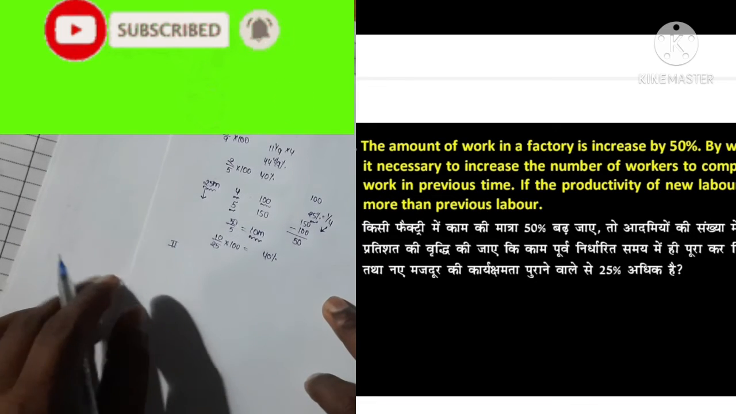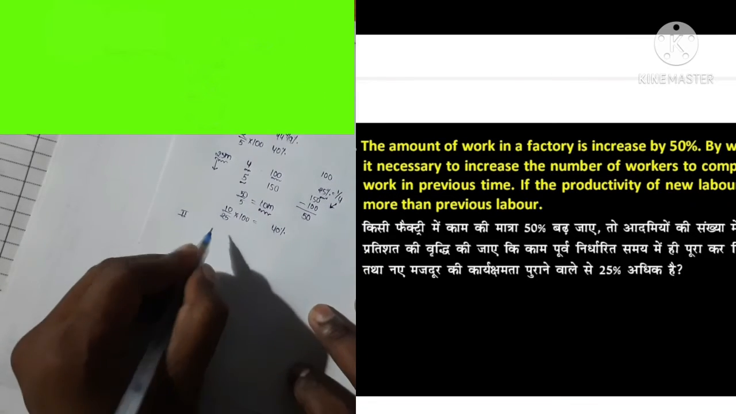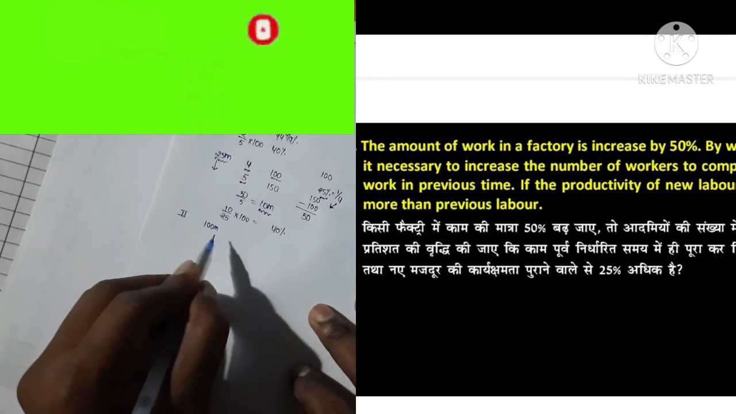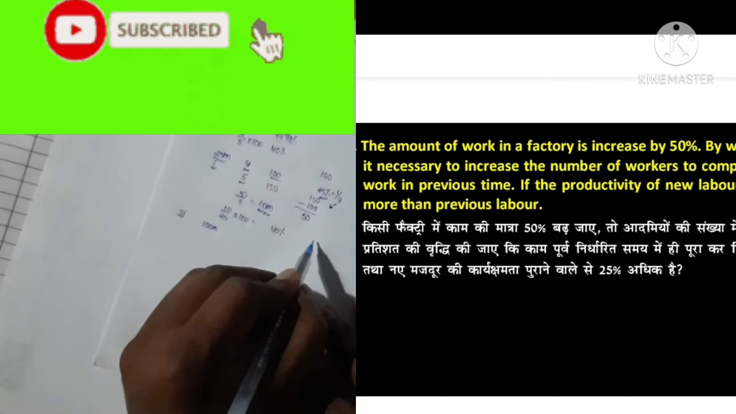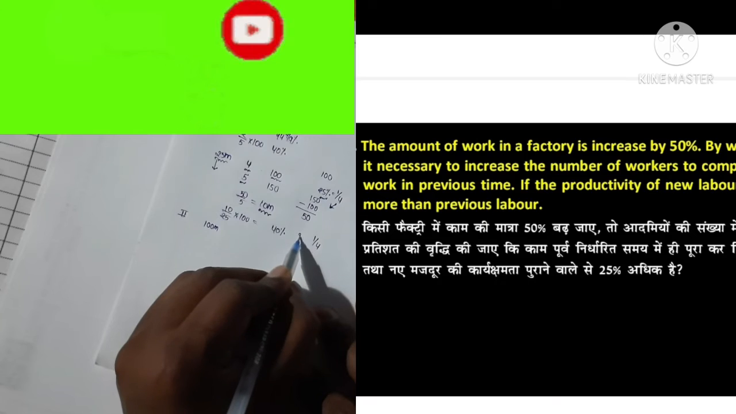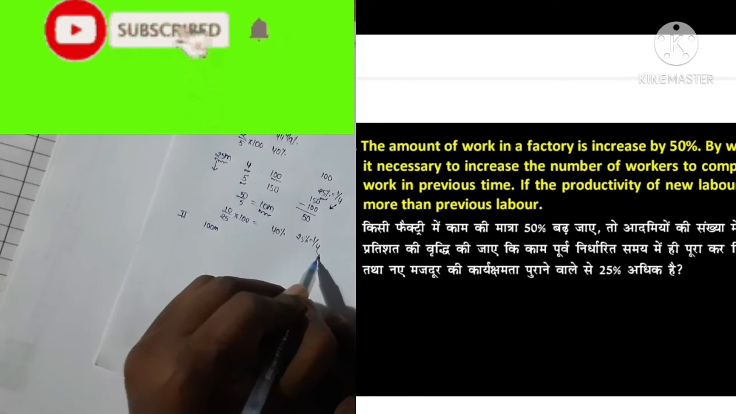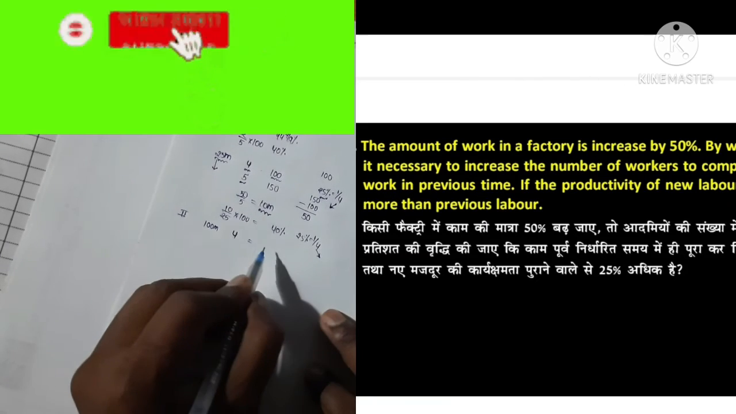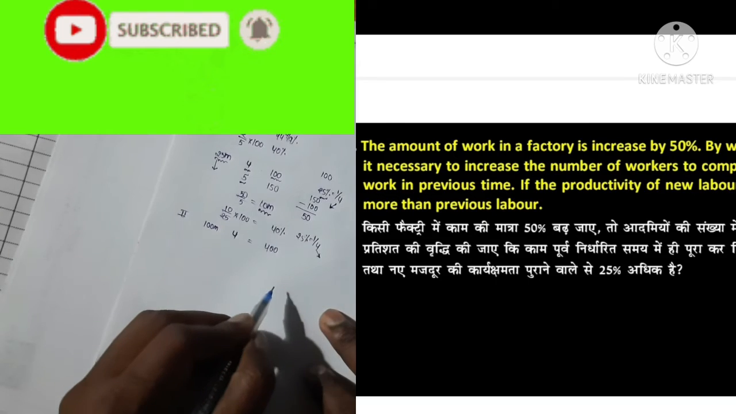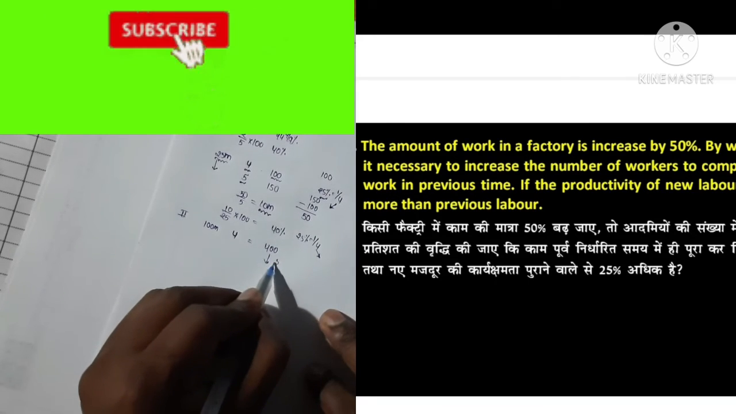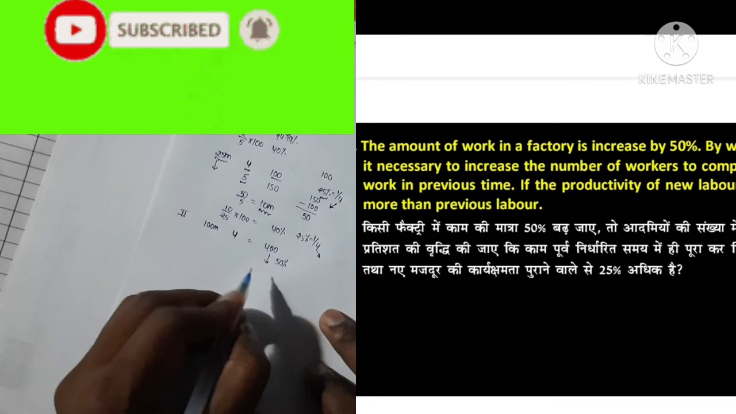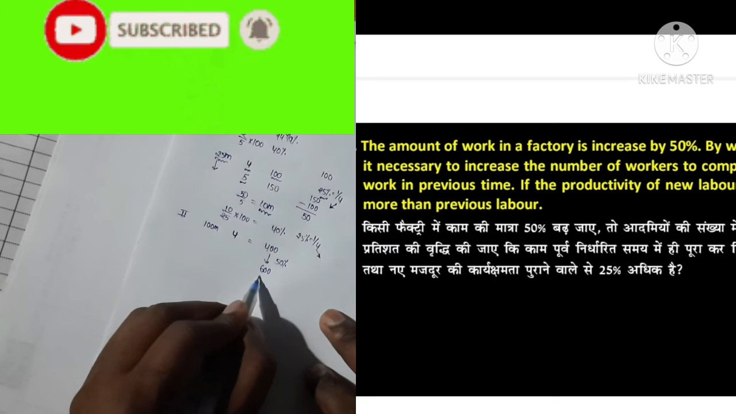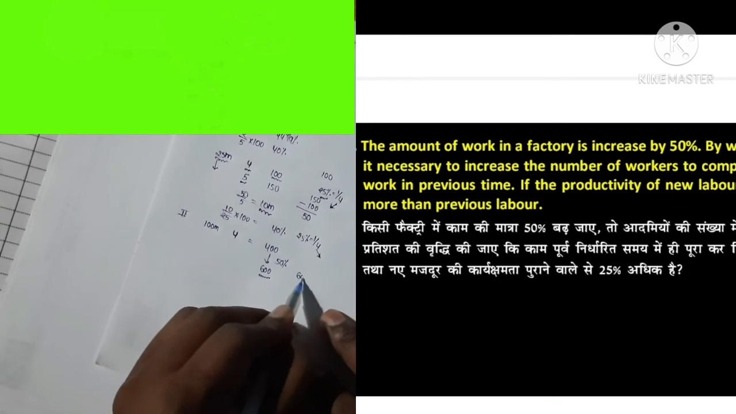So second. Take starting, I want to take 100 members. So the productivity is increased by 25%, that means 1 by 4. So the productivity is 4. So total work is 4 into 100, so total work is 400. Total work is increased by 50%. So 50% more than 400 is 600. So this total work is 600.